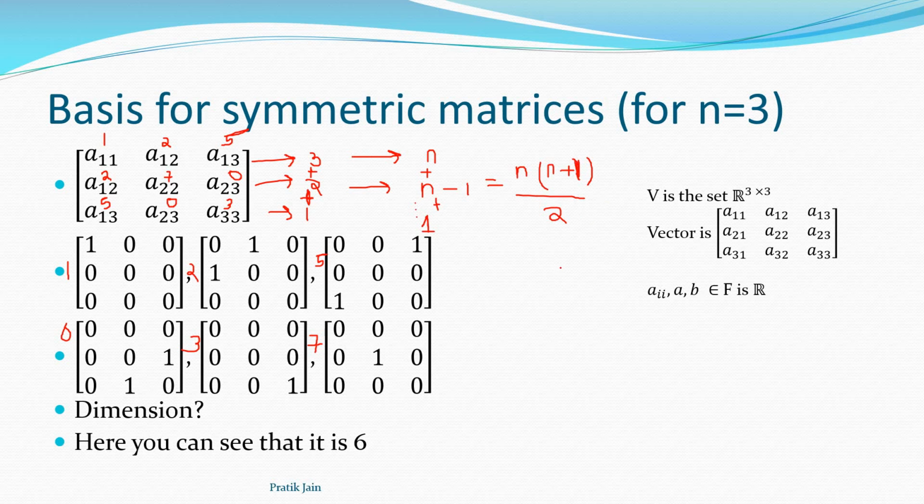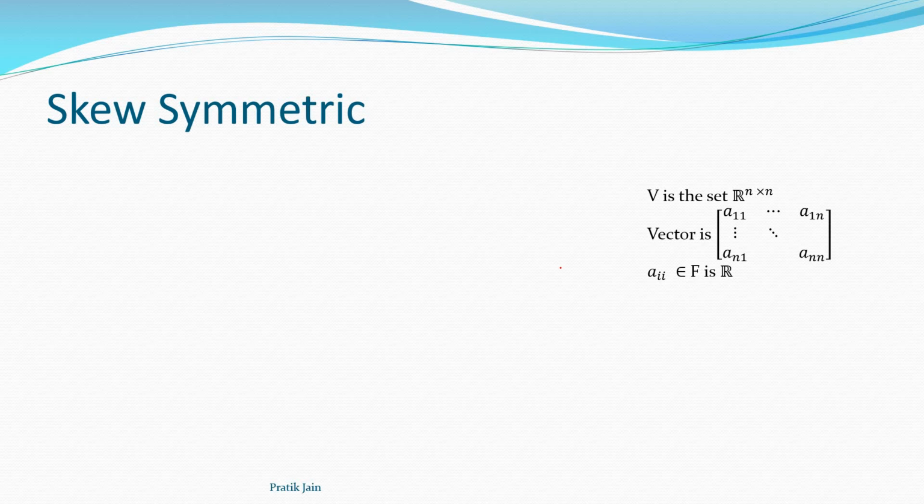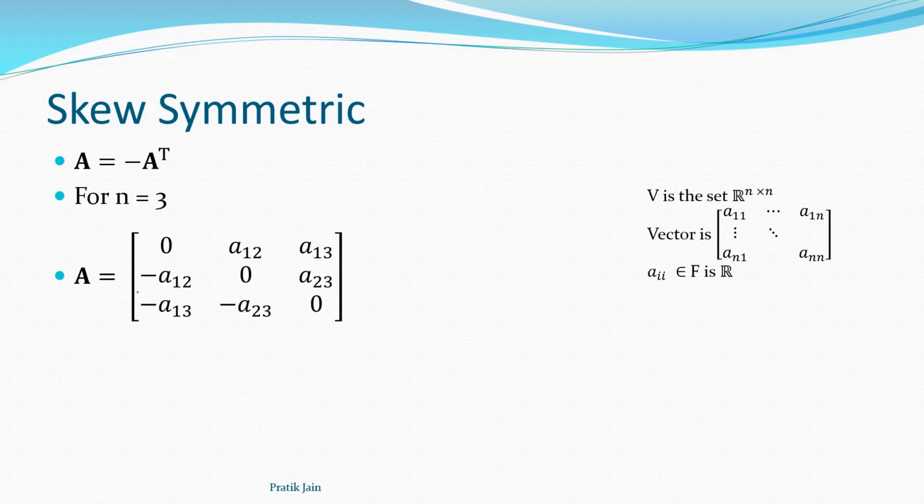Okay, quite simple. Now similarly, you can see for a skew-symmetric matrix. So for a skew-symmetric matrix, A is equal to minus A transpose, right? And then for n is equal to 3, this is how your A will look like. Notice you have zeros at the diagonals, because for this minus to occur, you should have some number whose negative is the same as the number, which is only 0. So only 0 is equal to minus 0, right? So you can have only zeros at the diagonals.